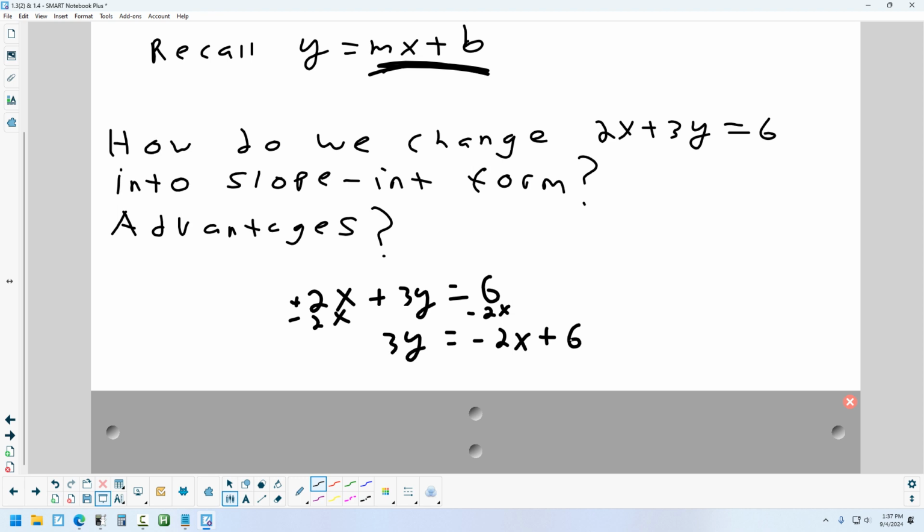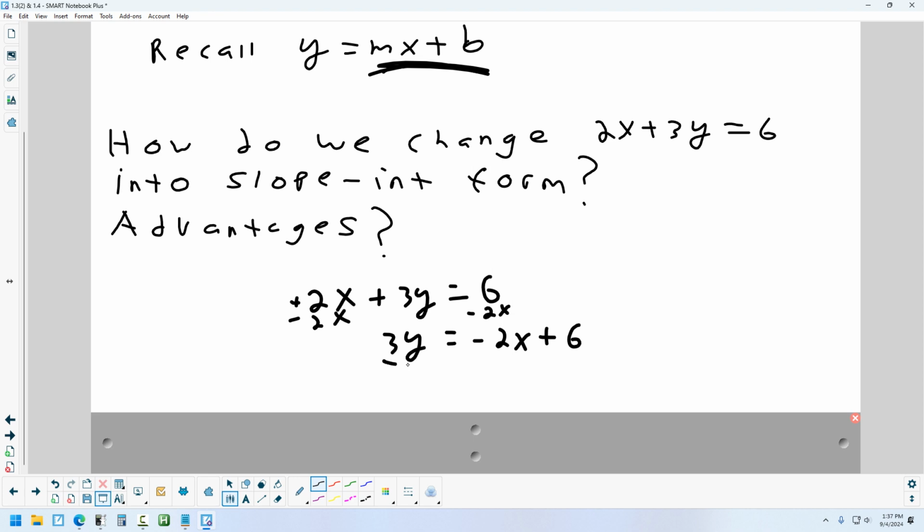Okay, so y equals mx plus b. You got to get used to the x first. And then how would you get rid of this 3? You divide, because this is multiplication right here, 3 times y. So you divide by 3. And where would you divide by 3? Every side. And when you do it to one side, you have to do it to both of them.